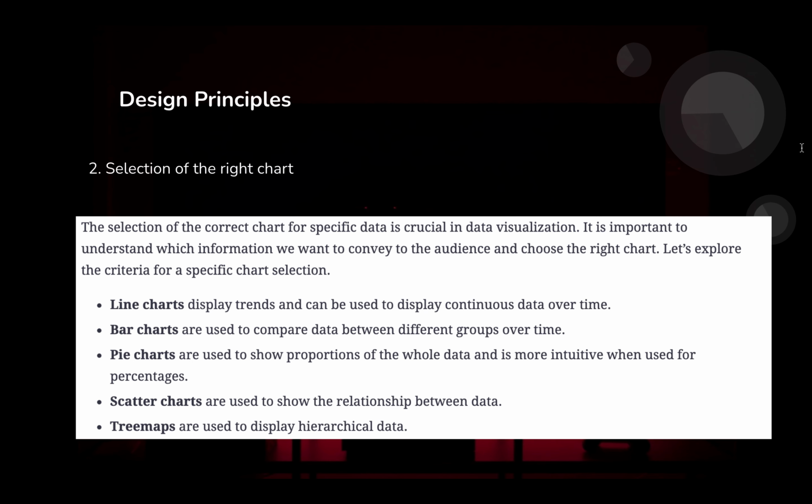Then the scatter chart. Scatter charts are used to show the relationship between data. So when you have specific data points and you want to show the relationship, let's say there is weather. Inside weather, there are different factors: temperature, humidity, precipitation. These different factors contribute to the weather report, so in that sense, it makes sense to use the scatter chart.